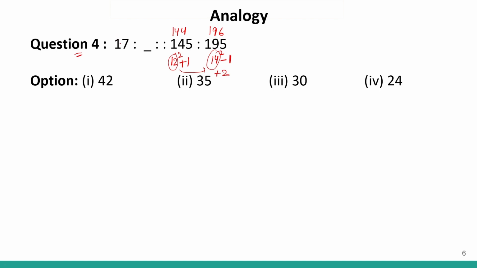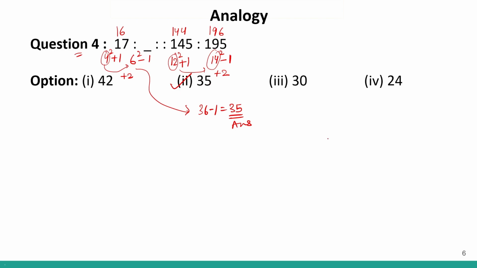Correct? So here I have 17, which is very close to which number? 16. Correct? 16 is 4 square plus 1. 17 I will get after 4 square plus 1. So now I will add 2 in it. The next number will be 6. So it will be 6 square minus 1. So 6 square minus 1 is 36 minus 1, which will give me 35. Do we have 35 in the options? Yes. Option number 2 will be the answer to this question.